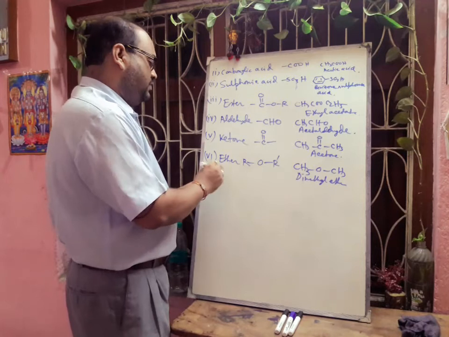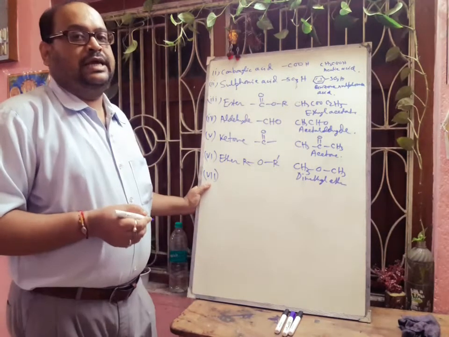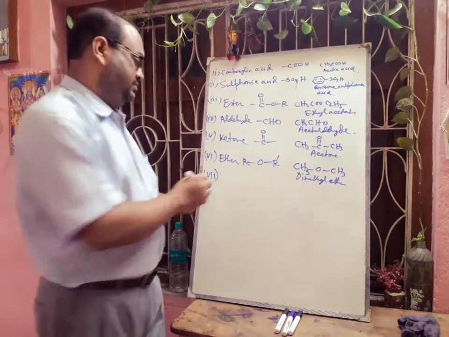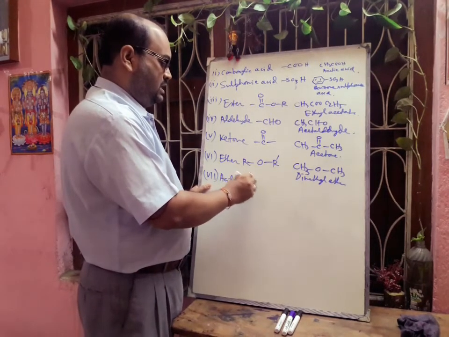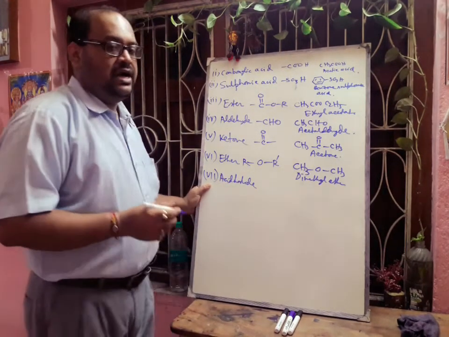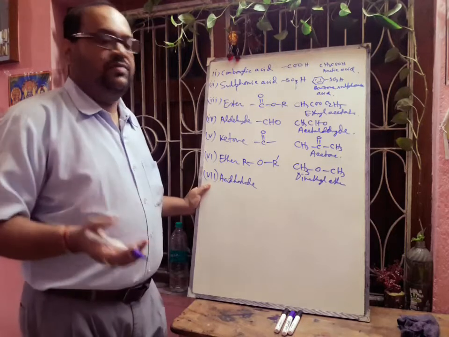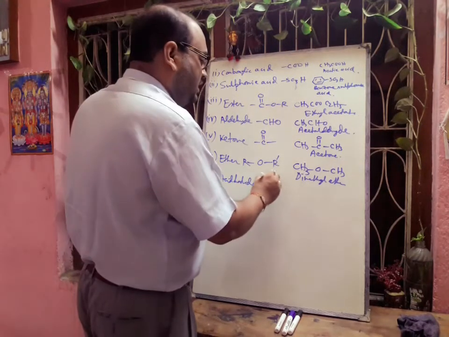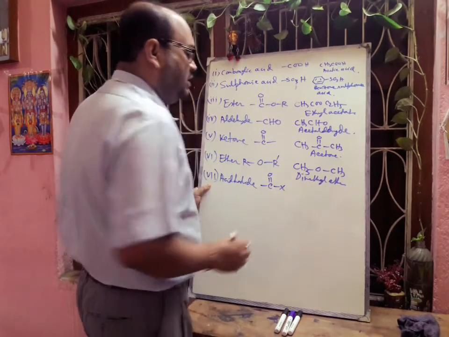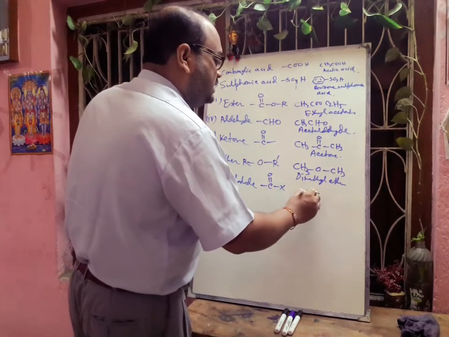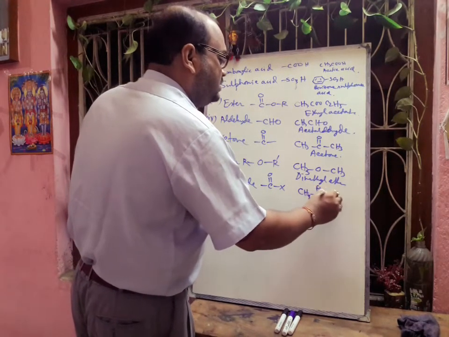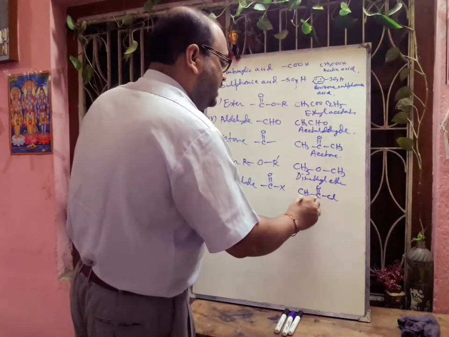Next functional group we will discuss is acid halide. Here halide may be fluorine, chlorine, bromine, iodine. We are writing the general formula, that is COX. Suppose if we write this compound from this acid halide, CH3COCl, this name is acetyl chloride.